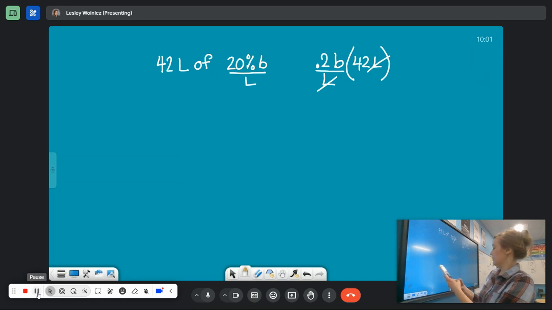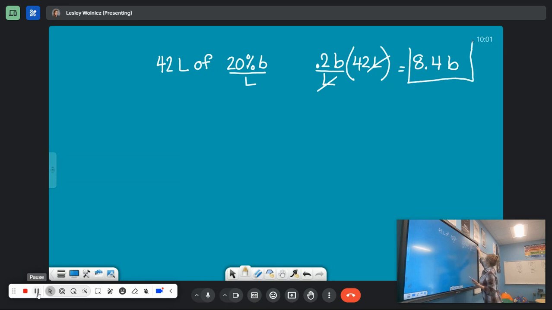We're smart. Okay, so I'm doing 0.2 times 42. So I'm getting 8.4 liters of butterfat. Okay, so this is our total butterfat.